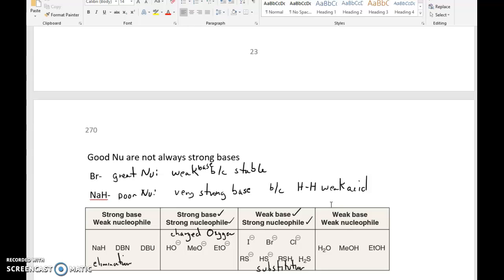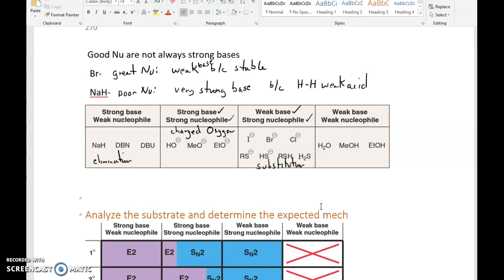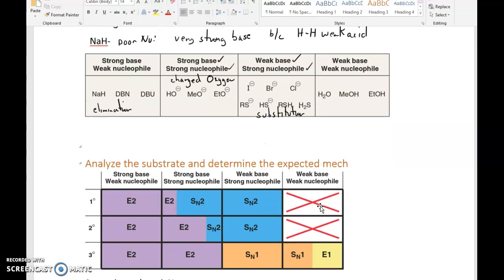So let's look at the substrate. If we have a strong base and a weak nucleophile, like I said, we expect elimination, and they do. It doesn't matter what the substrate is, they will engage in elimination. Let's skip the strong base, strong nucleophile for a minute and go to weak base, strong nucleophile. These, I said, would be involved in substitution. And so we expect to see substitution.